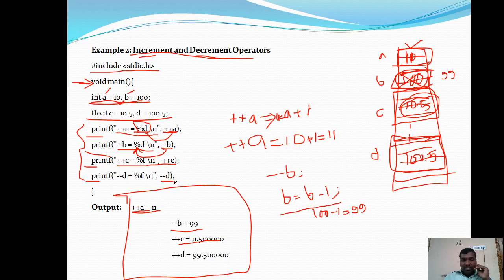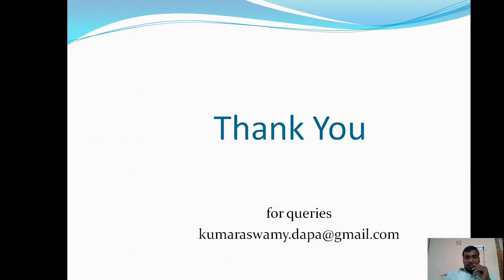In a similar way, minus minus d, minus minus is a decrement operator. It is going to decrease the already existing value of d by 1. So 100.5 minus 1 means 99.5. So 99.5 becomes the value of d. In this way we can perform the increment and decrement operation. So this is about today's session. Now it's time to move to the practical.